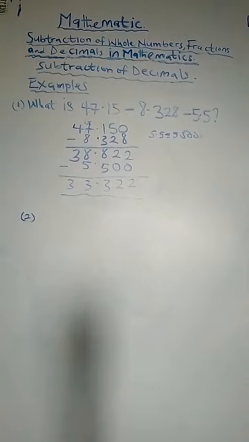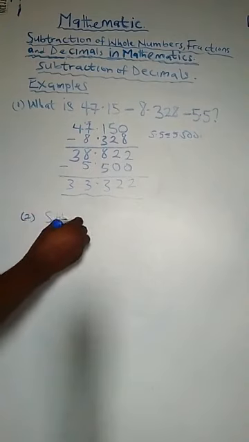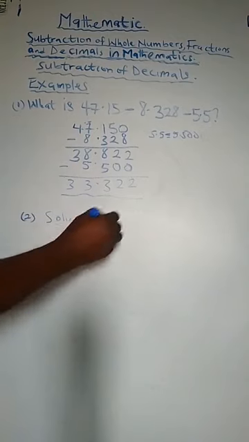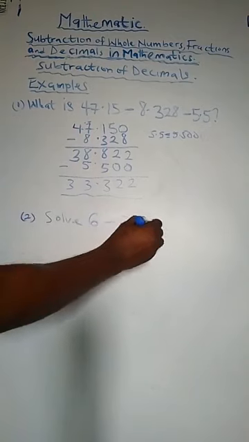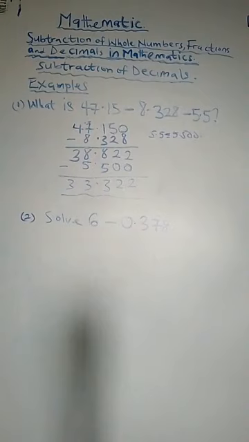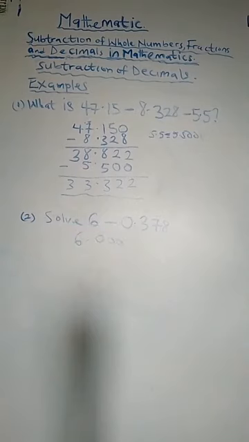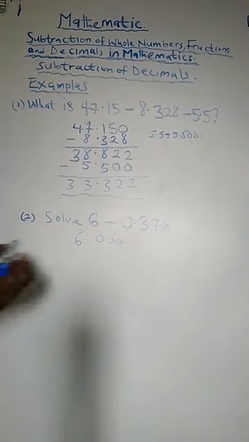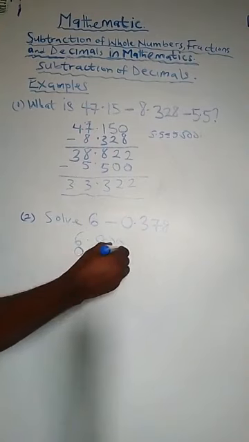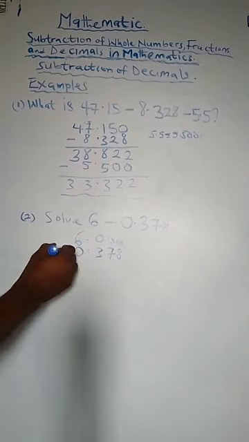Let's say you have a question that says solve 6 minus 0.378. Now, this is a whole number. This is a decimal number. So, the easiest way to solve this question is to convert this whole number to a decimal. 6 is the same thing as 6.000. Don't forget, 0 after the decimal is not that important. So, 6.000 is the same thing as 6. Then you place your decimal point as usual. You write your 0, 8, 7, 3, and you put your operation sign.